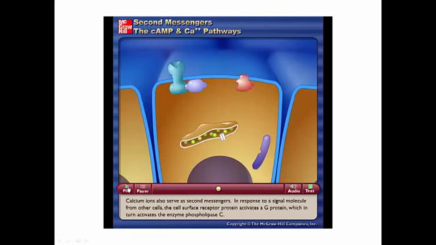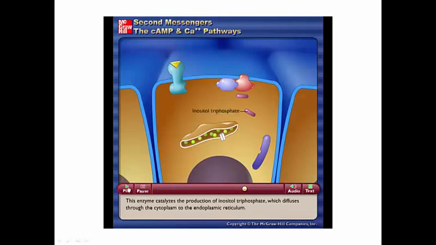Calcium ions also serve as second messengers. In response to a signal molecule from other cells, the cell surface receptor protein activates a G protein, which in turn activates the enzyme phospholipase C. This enzyme catalyzes the production of inositol triphosphate, which diffuses through the cytoplasm to the endoplasmic reticulum.